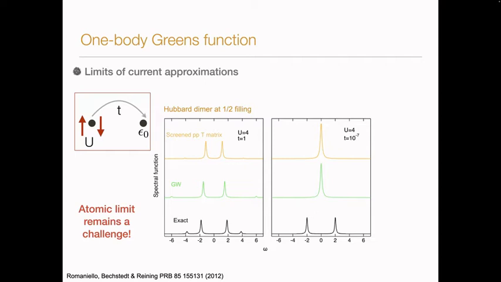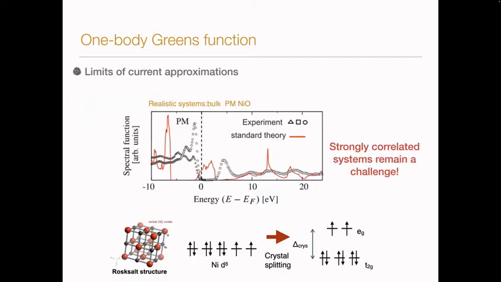So you have just one peak in the middle of the gap. This physics is not just of the Hubbard dimer. It's also found in real materials. And a typical strongly correlated material is nickel oxide in the paramagnetic phase.